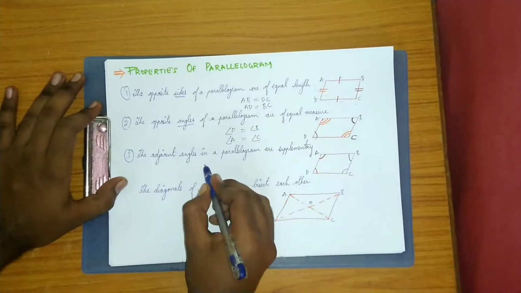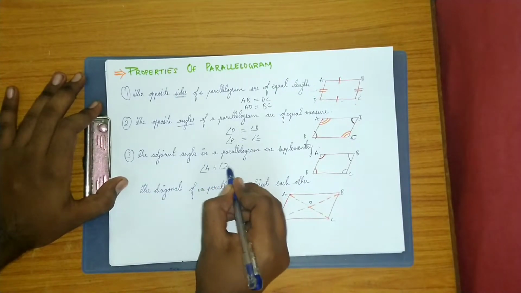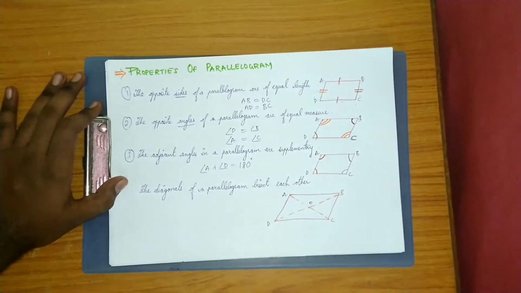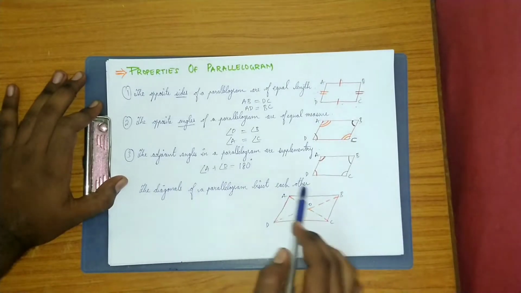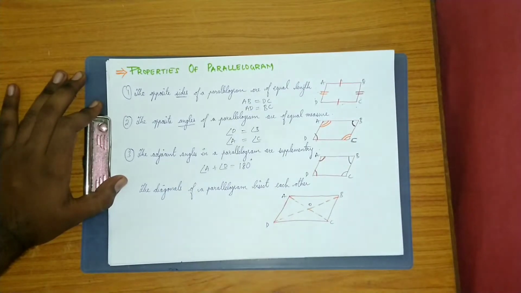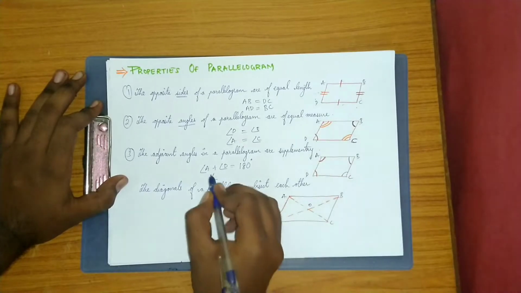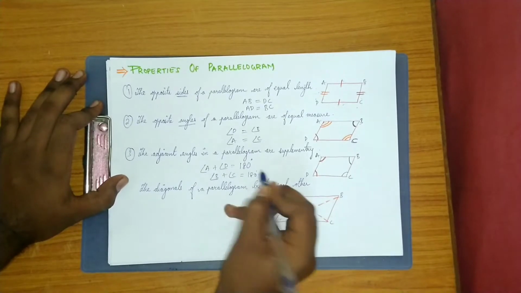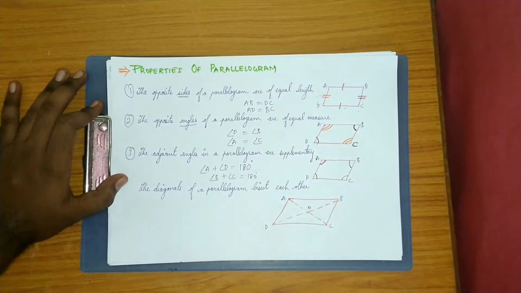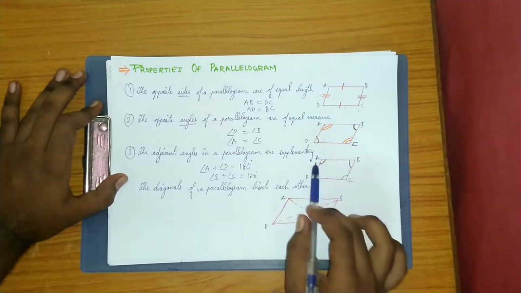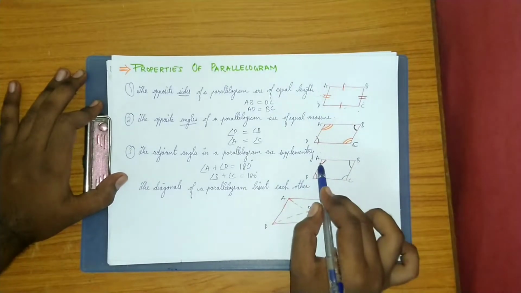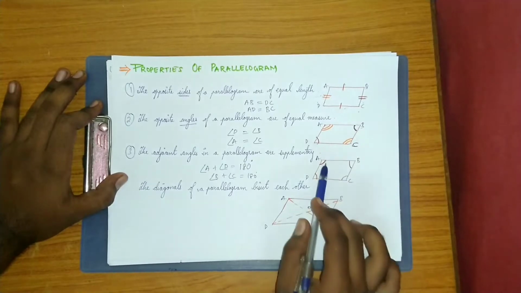So we can say that angle A plus angle D will be supplementary, that is, their sum will be 180 degrees. That means the sum of these adjacent angles will be 180 degrees. One more adjacent pair we can write, angle B plus angle C will be 180 degrees. You might be thinking, what about the other angles? Yes, of course, these two are also adjacent. If you see angle A and angle B, these also are adjacent.